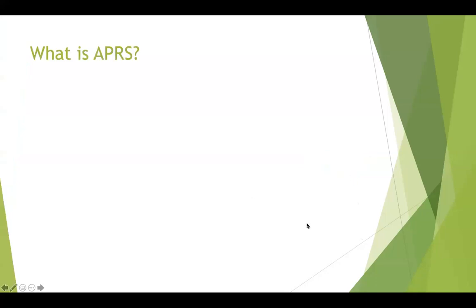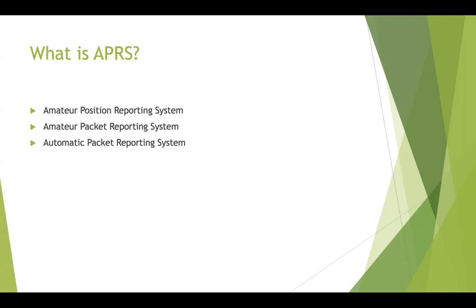What is APRS? For people who have no idea what APRS is, well, it's an acronym, right? So let's think about what APRS could stand for. It could be Amateur Position Reporting System. That sounds pretty likely. I think APRS has a lot to do with GPS and position reporting and things like that. Amateur Packet Reporting System, Automatic Packet Reporting System, or Automatic Position Reporting System.